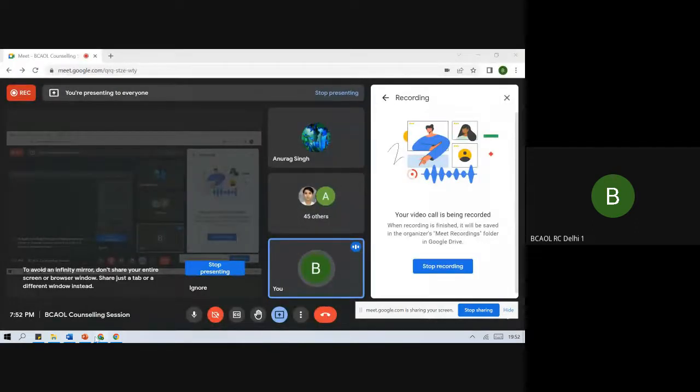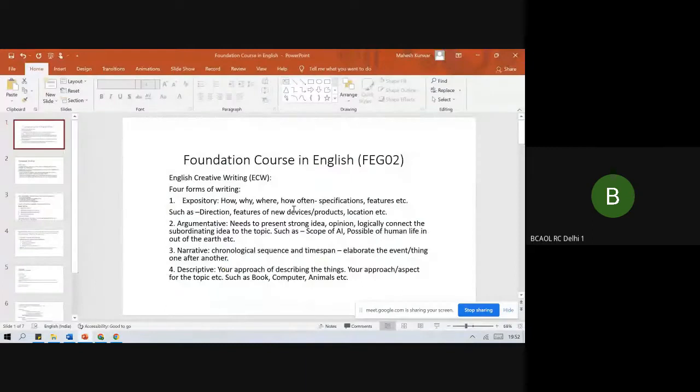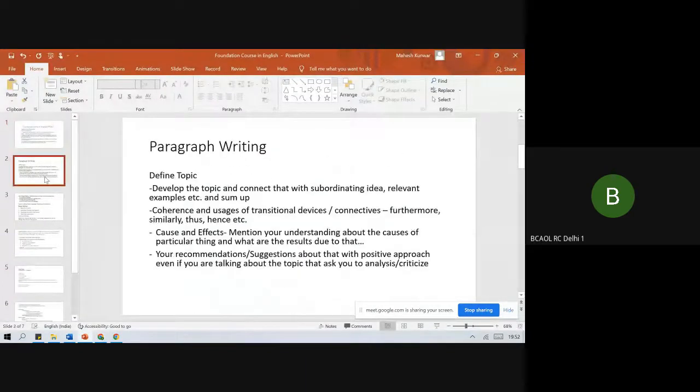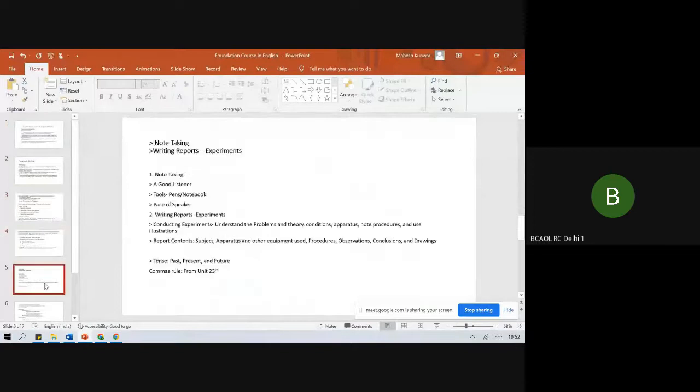Let's move towards another topic for the day. That's about taking note. How to take note or make note. There are two things, take or make. The difference is you take a note from spoken text, you prepare a note from spoken text, whereas you make a note from written text. So that is the only difference.